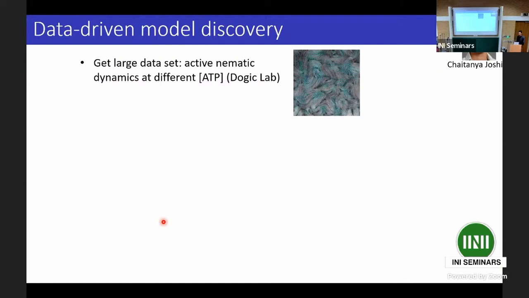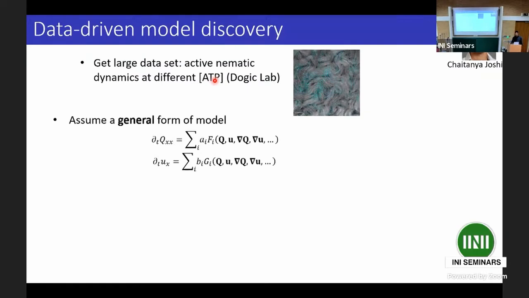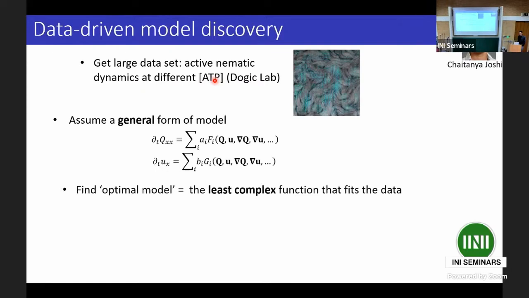You start by getting a large data set that has the dynamics that you're interested in. For the example I'm going to show you, we got active nematics data from Guanamere at different ATP concentrations. You then construct a library where you take whatever you think might be the important fields and their gradients, and you expand this out in combinations of them to some user-defined order. Then the idea is that you want to take this and pare it down to a so-called optimal model, which is defined as the most parsimonious model. In other words, the model which needs the smallest number of terms to accurately represent the data, within some user-defined accuracy threshold.